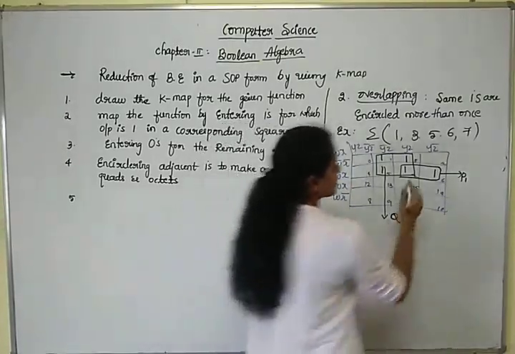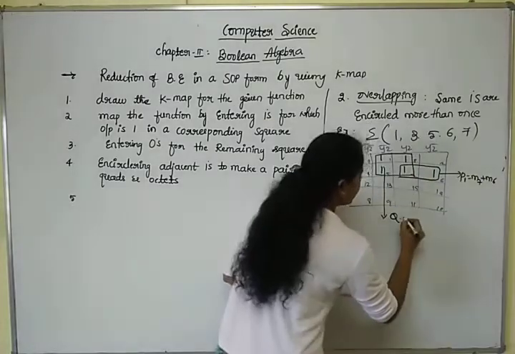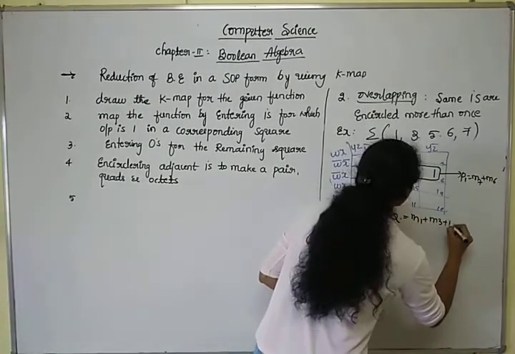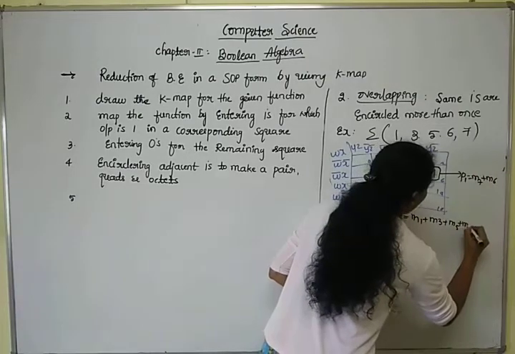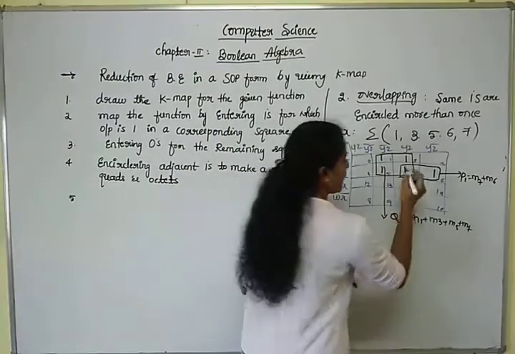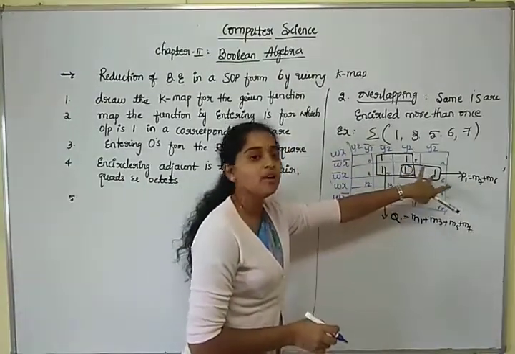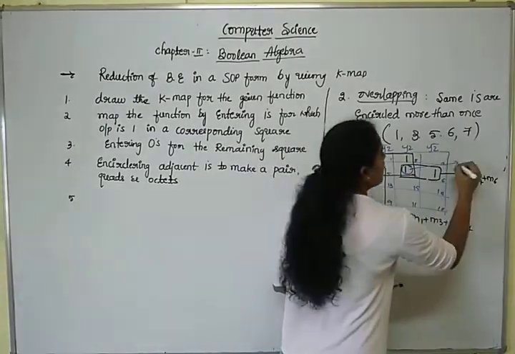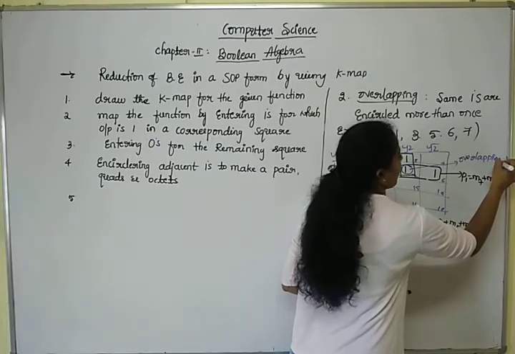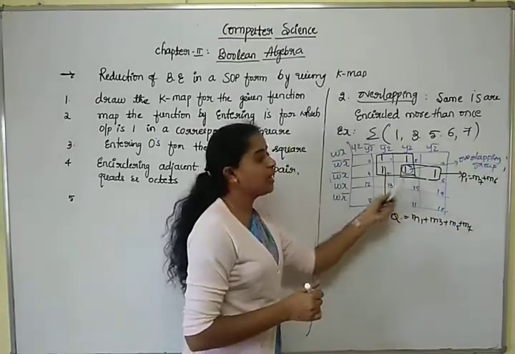So the pair is M7 plus M6, and here the quad is M1 plus M3 plus M5 plus M7. So this one, which is encircled more than once, is called an overlapping group. So now here we got one pair and one quad.